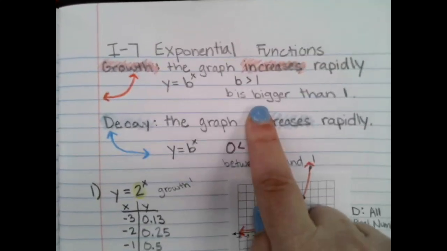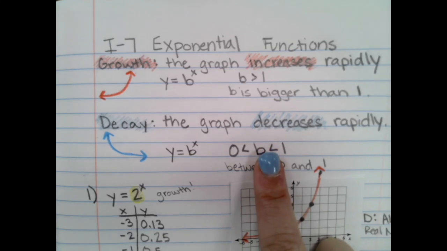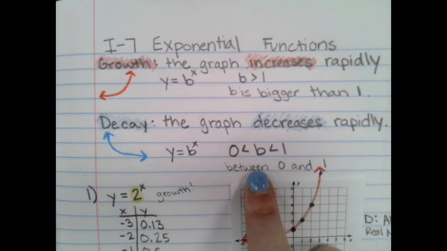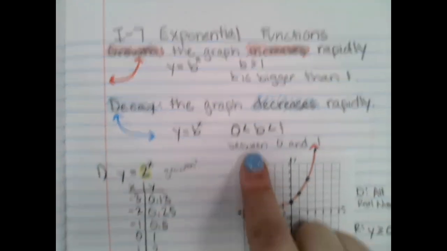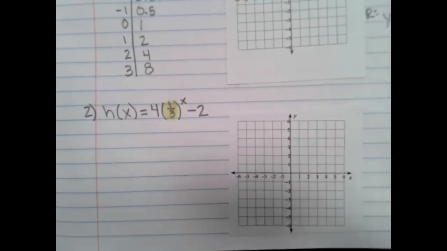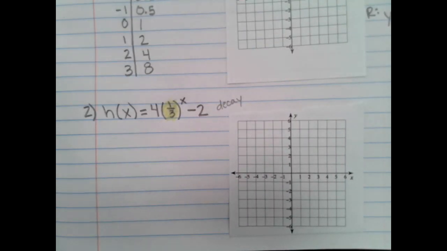So if our b is 1/3, does that mean it's bigger than 1, it's growth, or is it between 0 and 1 and it will be decay? Where does 1/3 fit? Bigger than 1 or between 0 and 1? Yeah, between 0 and 1. So this one's going to be a decay. Okay, and that's just a way for us to check our work. There's not a lot of ways to check your work with exponential functions.